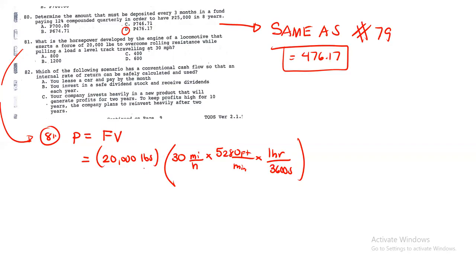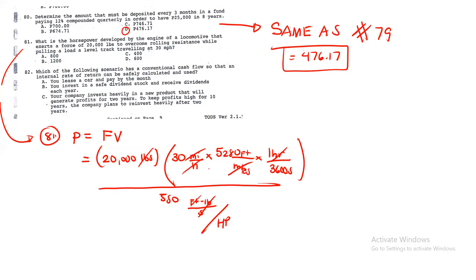Anong sagot dito, guys? Divide natin ng 550 para makonvert natin yung foot-pounds per second to HP. Makakansel itong si miles, makakansel si hour, then si foot, saka seconds. HP na lang matitira ditong unit. Ilan to?